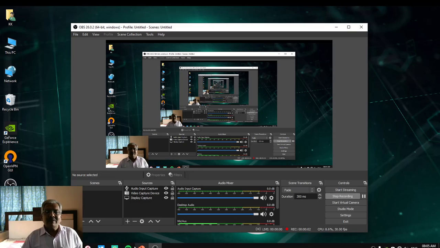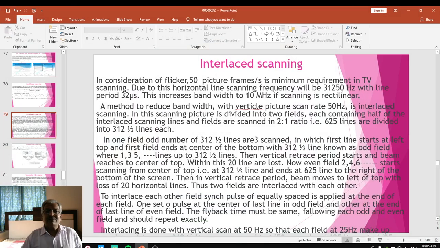Students, in yesterday's lecture, we studied how the picture raster is generated on the television screen by using the scanning technique. Especially, we studied the rectilinear scanning technique along with the meaning of synchronization.